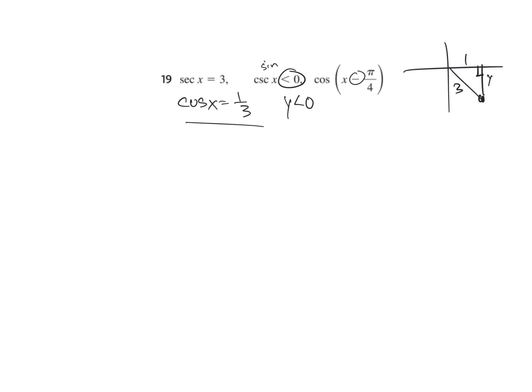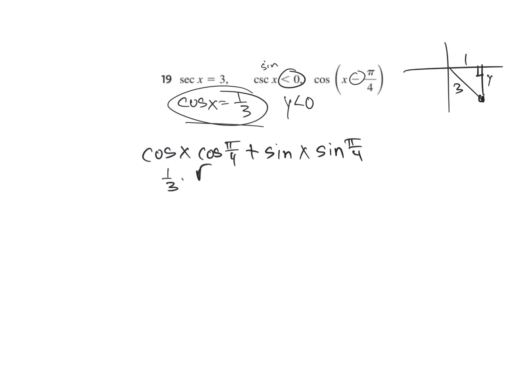So that's going to be the cosine of the first, so cosine of x, cosine of the second, plus sine of the first, sine of the second. Okay, so now the cosine of x, we have that, that's 1/3. Cosine of pi over 4, square root of 2 over 2. Sine of x, we'll have to figure out.